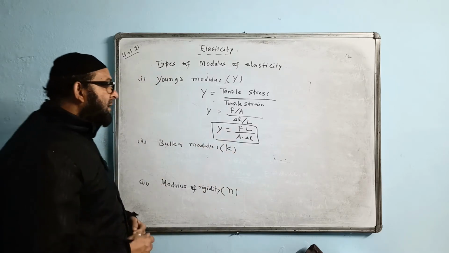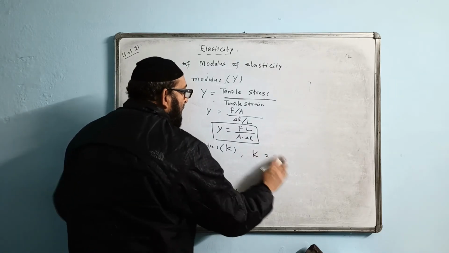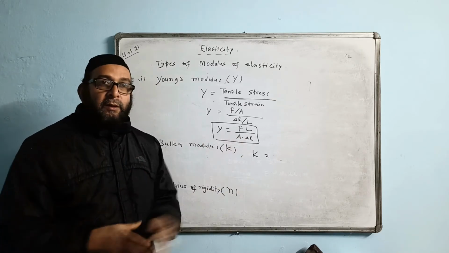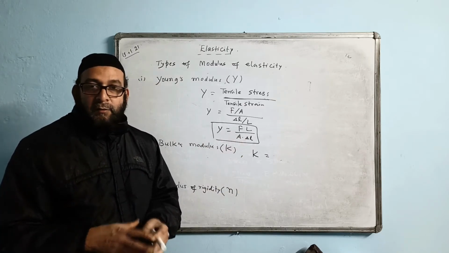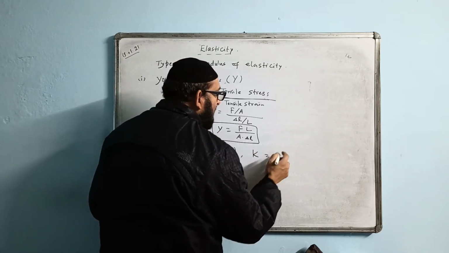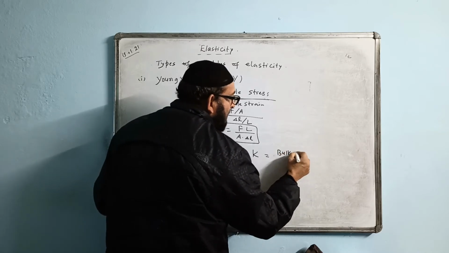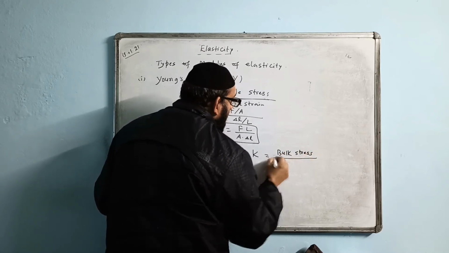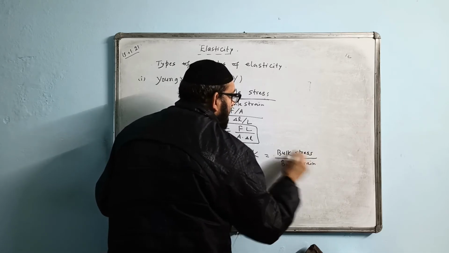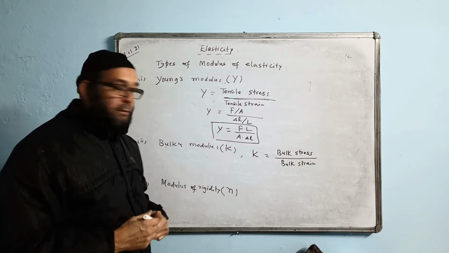Now, bulk modulus. What happens? You write K is equal to... your deforming force will change the volume of the body. This K is written as bulk stress by bulk strain. Bulk means volume-wise. Instead of saying bulk stress, we can say volume stress by volume strain.